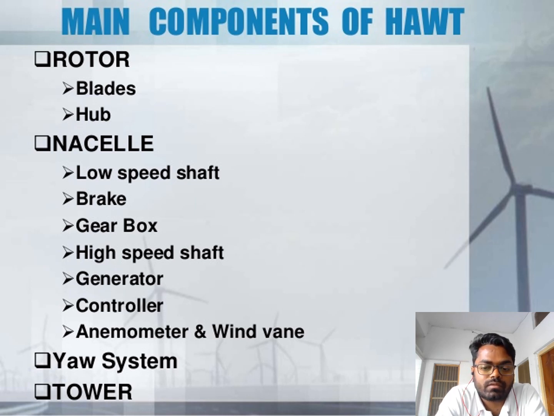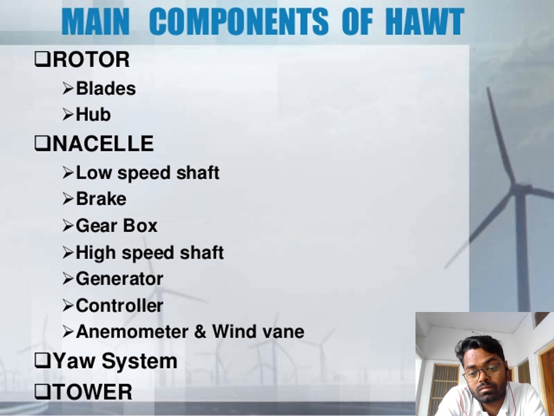First is the low speed shaft. The low speed shaft is connected to the blades. When the wind strikes the blades, the blades start rotating, and this rotational energy is transmitted to another component. Since the components are rotated by using the wind, that energy is called mechanical energy, and further this mechanical energy is converted into electricity by using the generator.